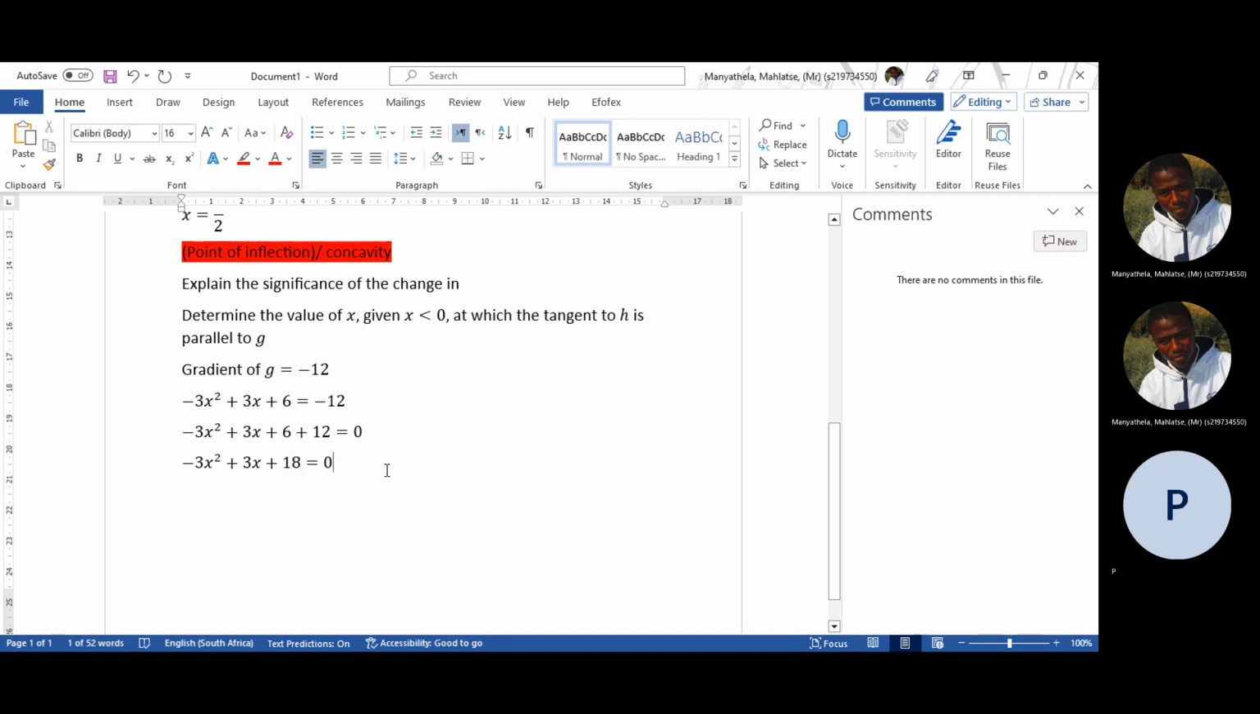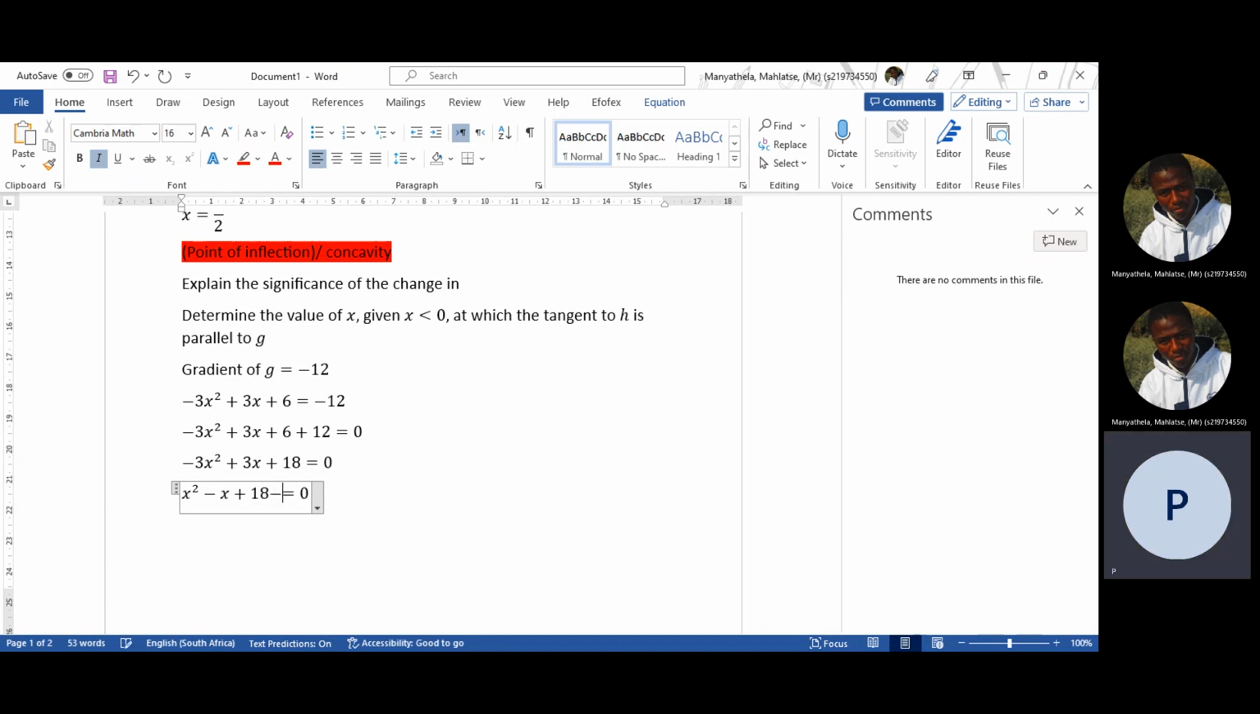So if we divide negative 3 by negative 3, we'll remain with 1. And then if we divide 3 by negative 3, we'll remain with negative 1. And then if we divide 18 by negative 3, which will be minus 6, equal to 0. So x squared minus x minus 6 is equal to 0.